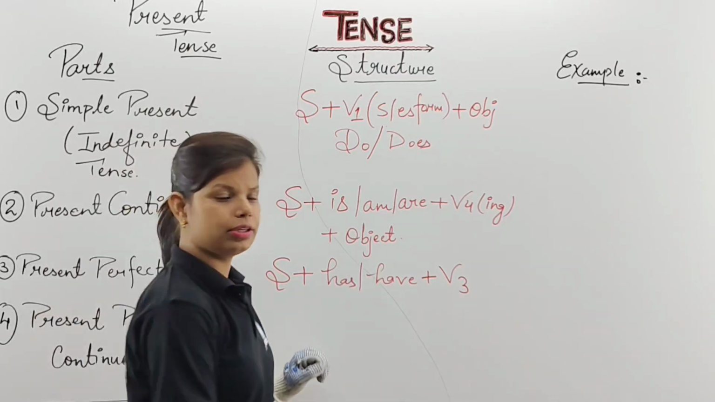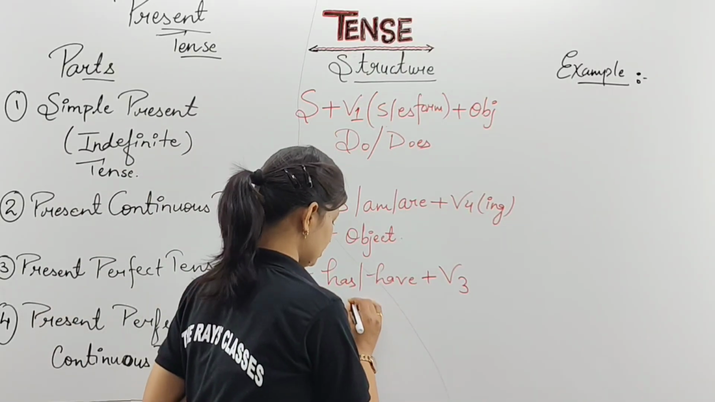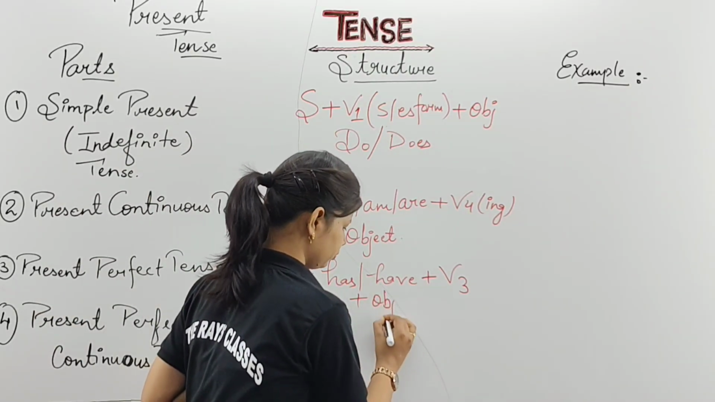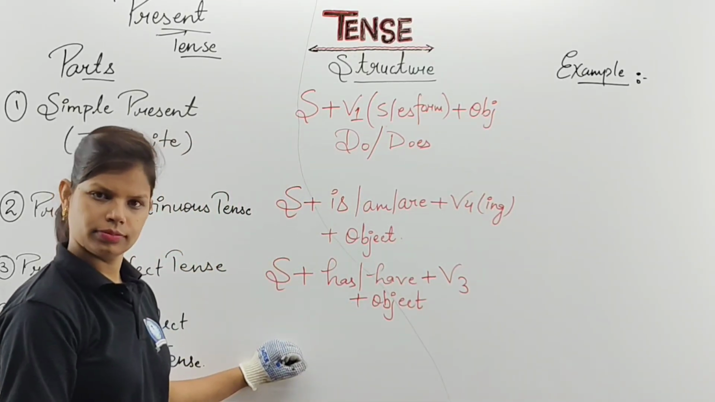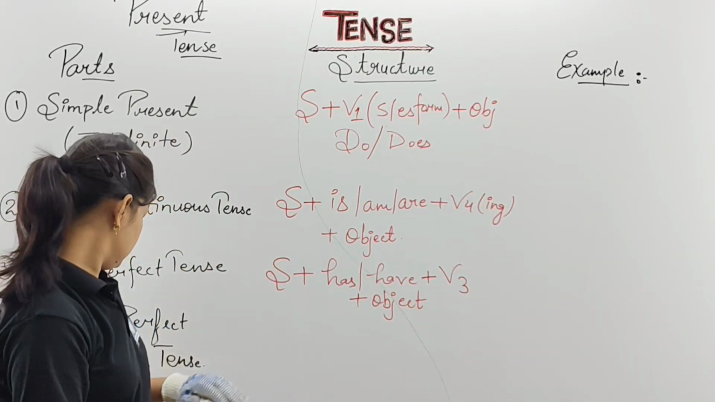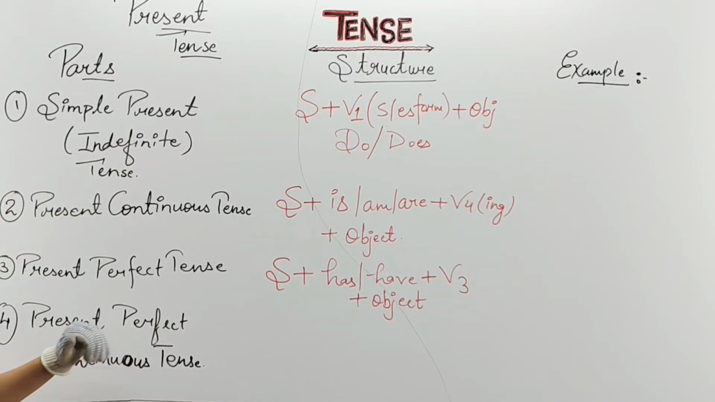I'll go with the example also there. He has been. Then what we are going to take at the last? At last we are having an object. Clear? Next, present perfect continuous tense.